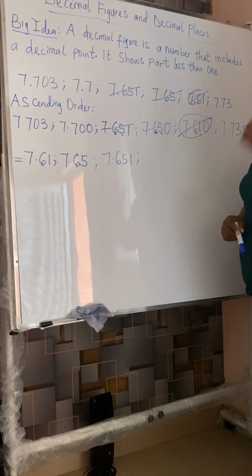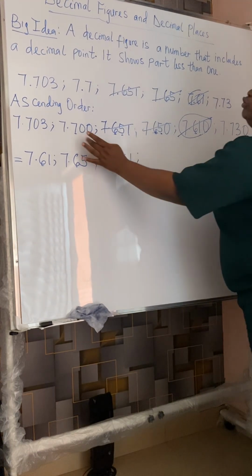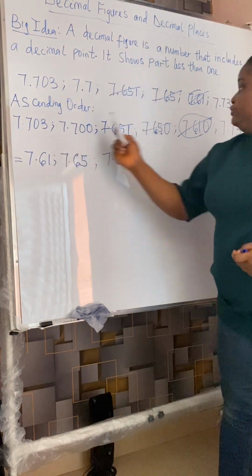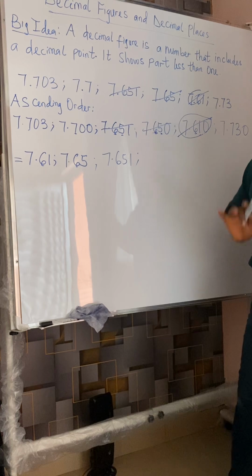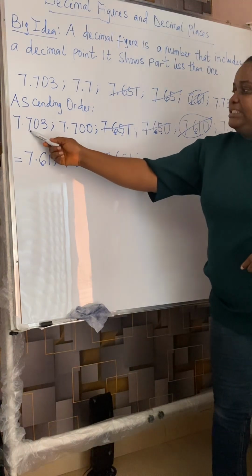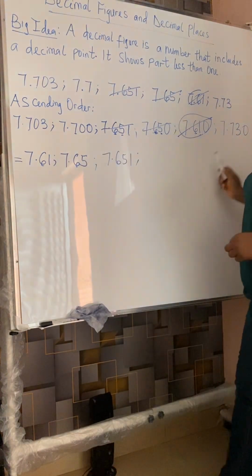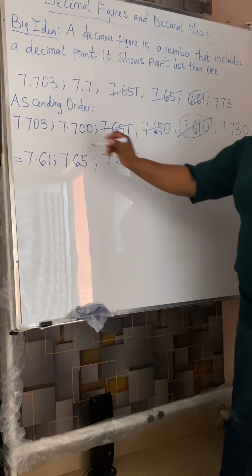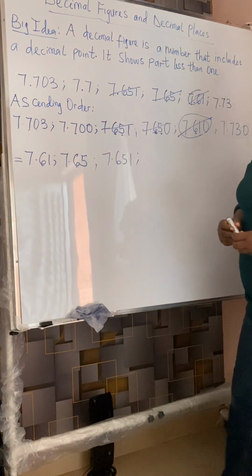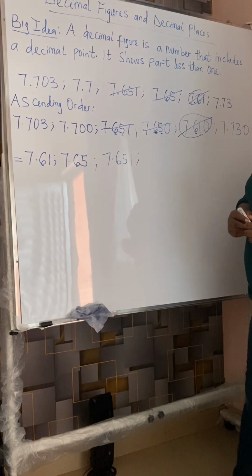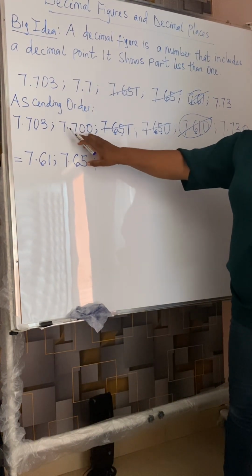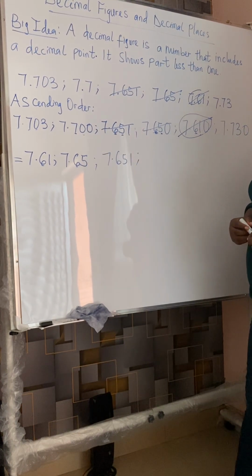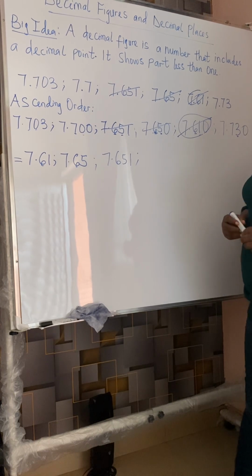What am I left with? I'm left with 1, 2, 3. The unit is 7, the whole number, so they are all the same whole number. Now the 10th: 7 for the 10th, 7 for the 10th, 7 for the 10th. That means I'll look at the 100th. 0 for the 100th here. This is also 0 for the 100th. And this is 3 for the 100th.